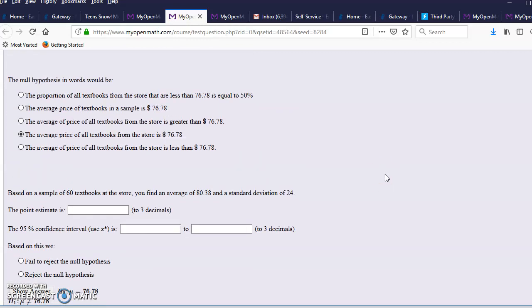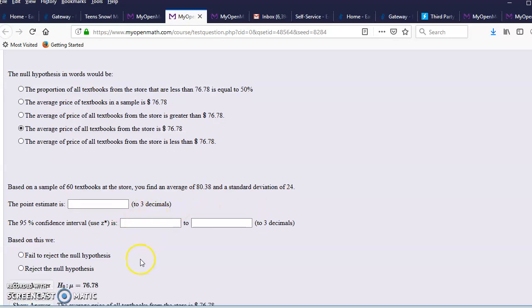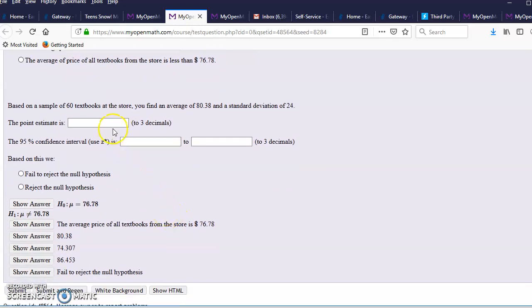So all we do is that we do a sample like we always do. Based on a sample of 60 textbooks, you find that the average is 80.38 and a standard deviation of 24. So your point estimate is 80.38. That's just our sample mean. Point estimate, sample mean, same thing.